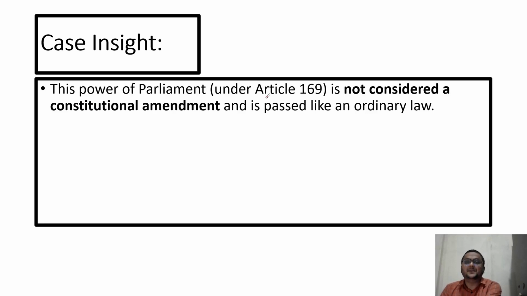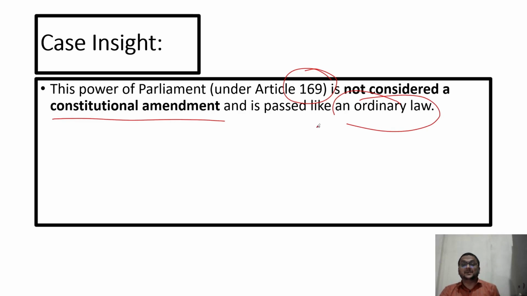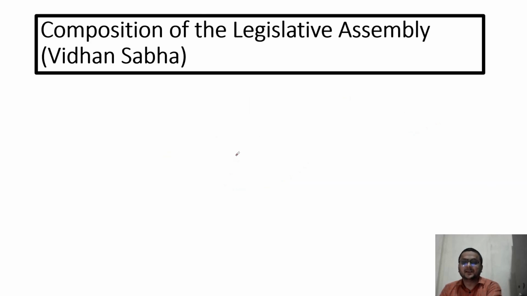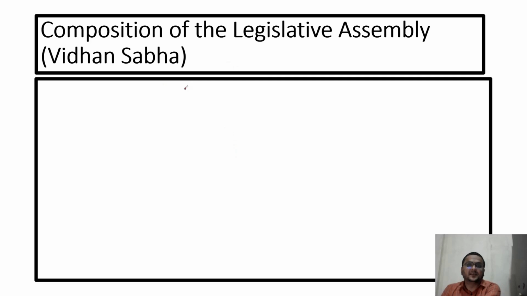Let's look at some case insight. This power of Parliament under Article 169 is not considered a constitutional amendment. It is passed like an ordinary law. If Parliament by simple majority creates or abolishes a legislative council in a state, then it is called an ordinary law. It is not a constitutional amendment. This was debated in the Constituent Assembly, and flexibility was preferred due to the cost and political need. In order to be flexible, this provision, Article 169, was included.